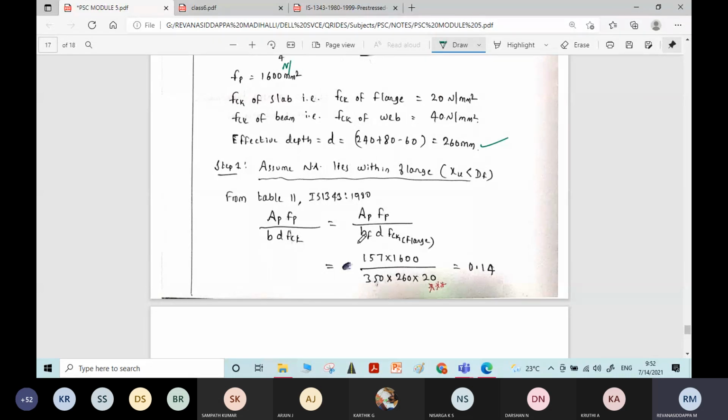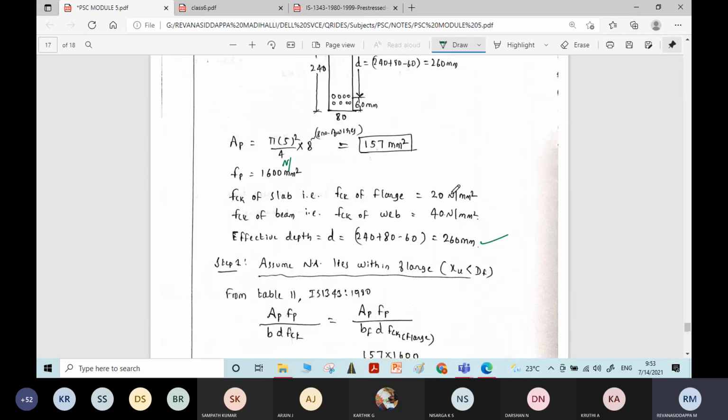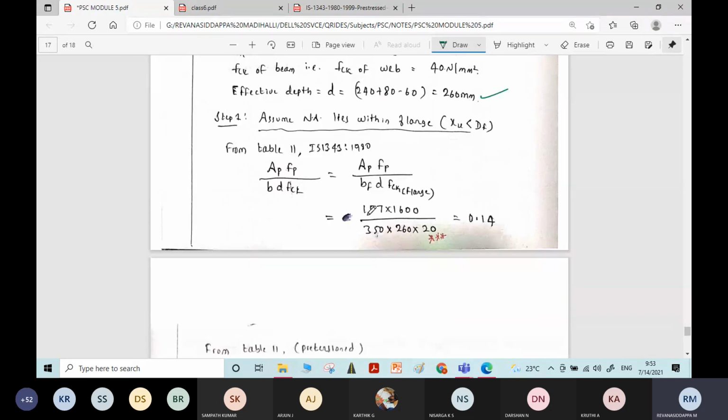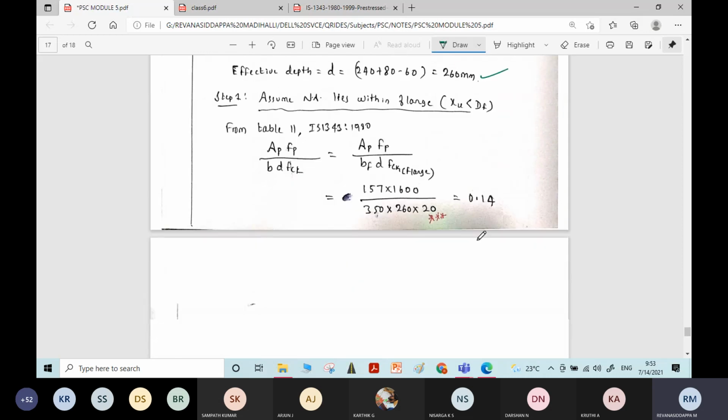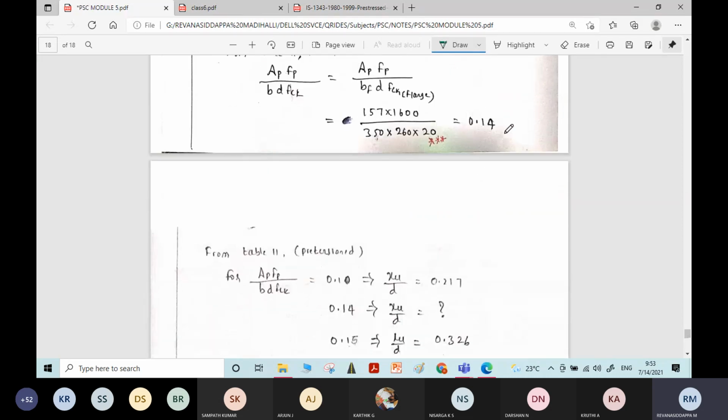Width of the flange you need to substitute, and FCK, as we assume the neutral axis lies within the flange, whatever the characteristic strength of the concrete of the flange is given, that only you need to substitute: 20. I substituted and got that ratio as 0.14. AP FP divided by BD FCK is equal to 0.14.